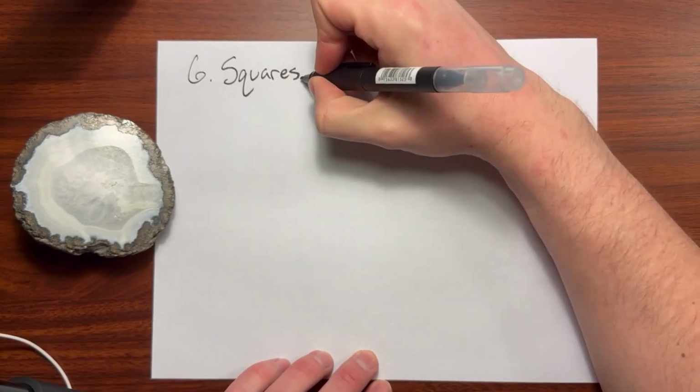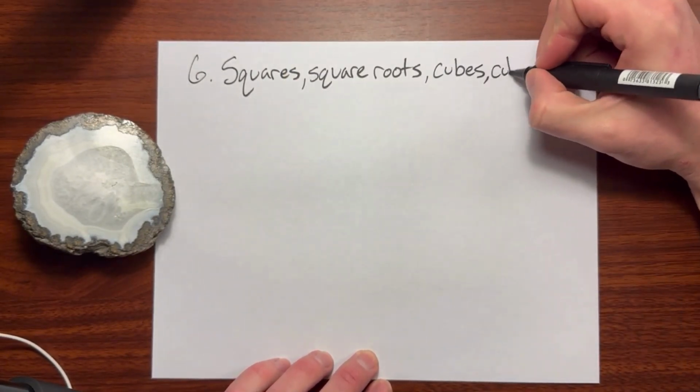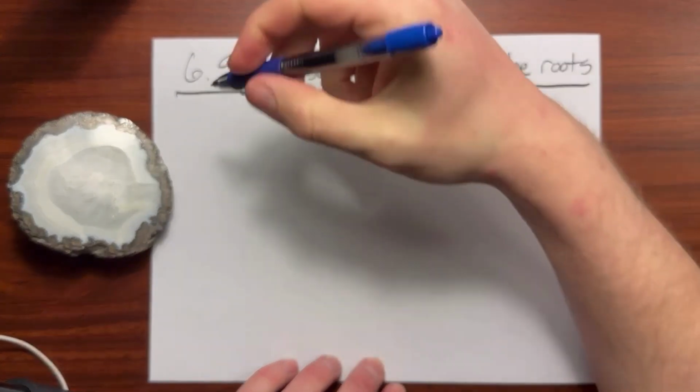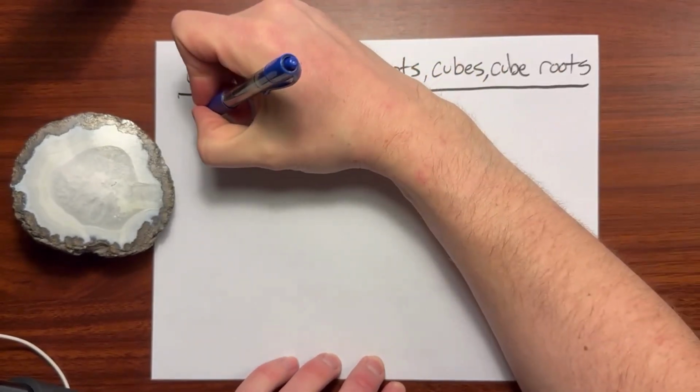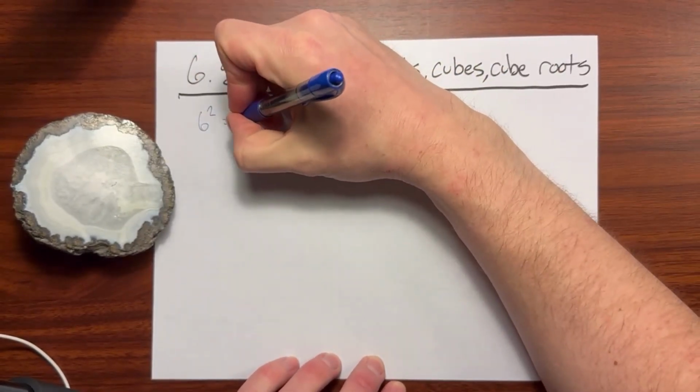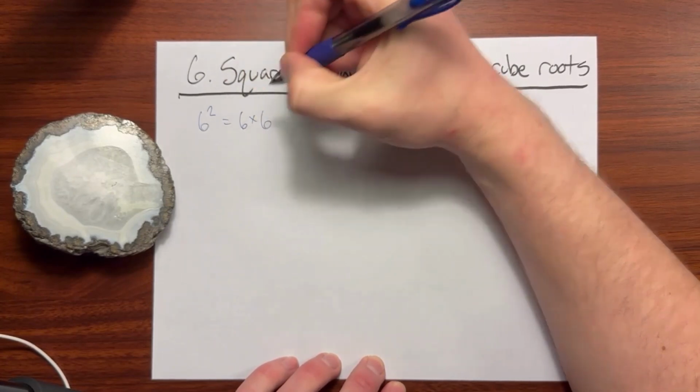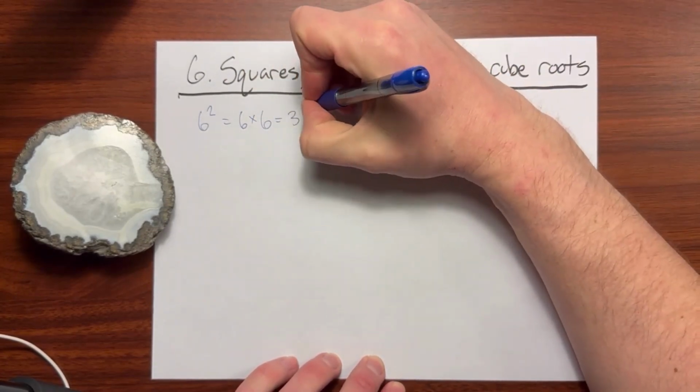Number 6, squares, square roots, cubes, cube roots. So as a quick reminder of what these are referring to, 6 squared would be the same as 6 times 6, which is going to be 36.